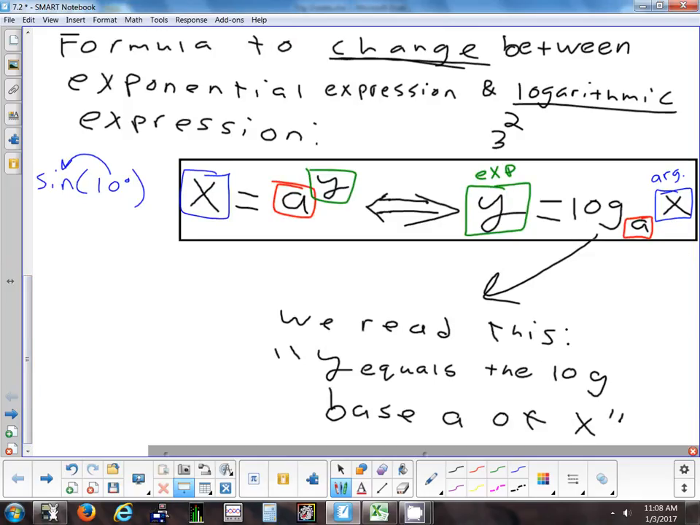And the way you pronounce what's on the right-hand side is y equals, or you could say y is, same thing, the log base a of x. So I like to just show people, like if you were writing this on lined paper, this is how it would look. If you wanted me to write log, say base 2 of 3, it would look just like that.